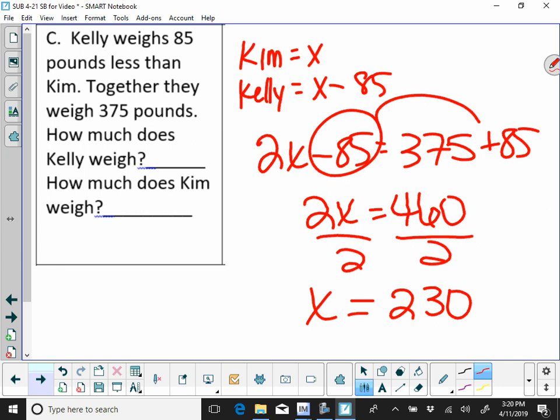Okay, x is Kim. So that's going to go here. Make sure you put them in the correct place. If they're in the wrong place, they're wrong. And Kelly would be 230 minus 85, which is going to give me 145. Okay, so you've got another one of those on Tuesday, letter C.